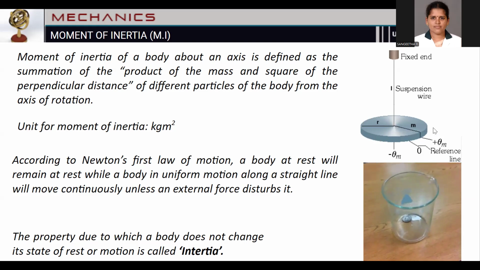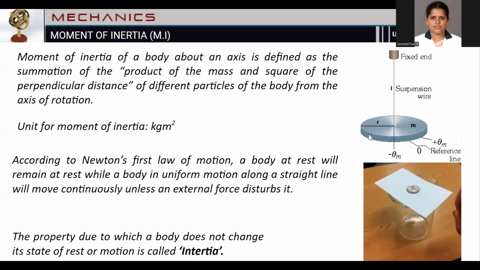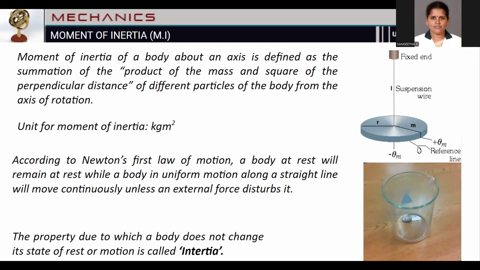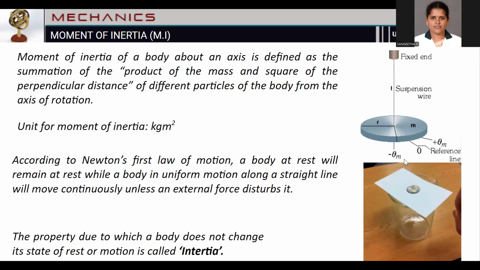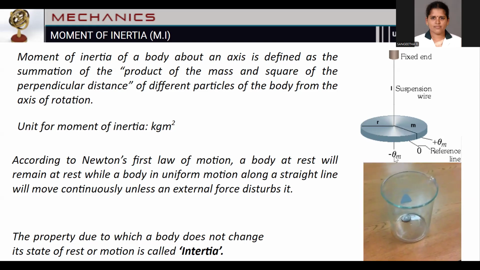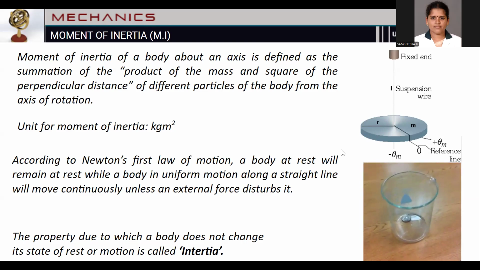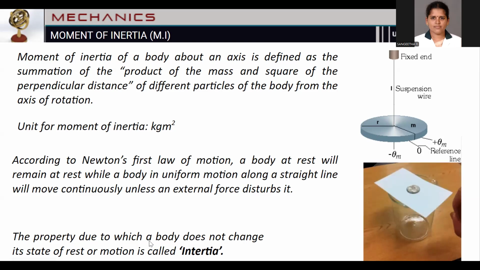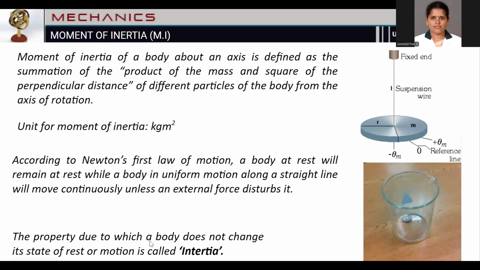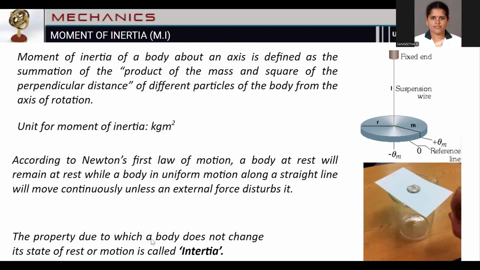That is, the angle rotated is theta. The angle will not vary with respect to any part. If we take this as a reference point, it goes to plus theta m and minus theta m. This is what? Inertia. This we are calling inertia. So the property due to which a body does not change its state of rest or motion is called inertia.